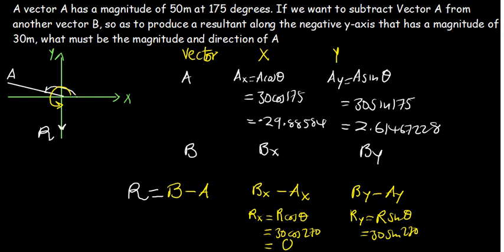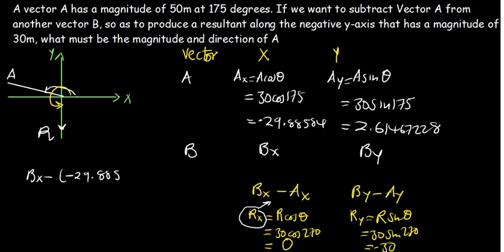So this is going to be 0. Sin 270 is a negative 1 times that, that is going to be negative 30. All right. So now that we found this, we know that for us to get this resultant, what are we doing? It is bx minus ax, but we don't know bx. We know what ax is. What is ax? We found there that was negative 29.88584, and this should be equal to the resultant in the x, which is 0.